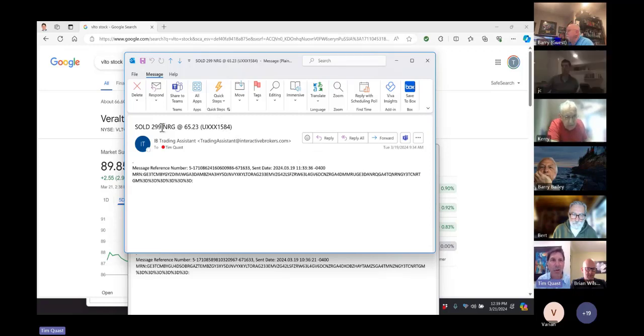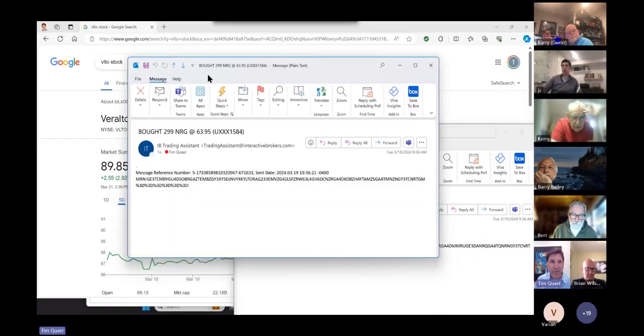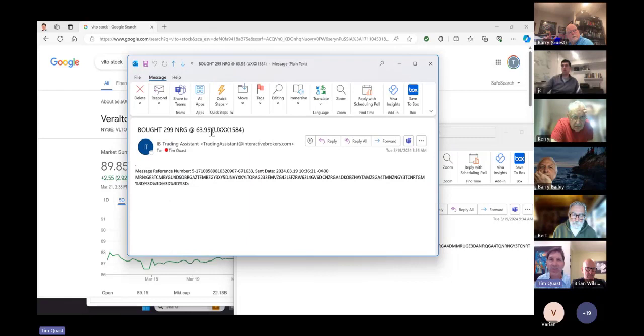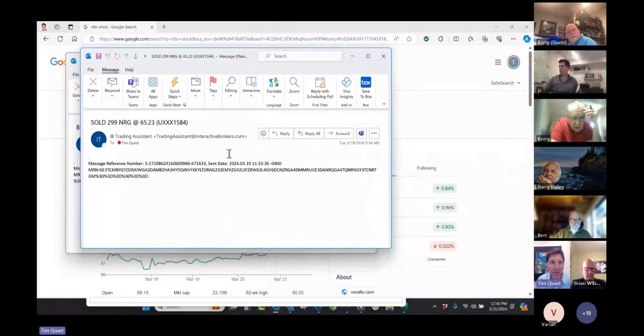So this was my sell. I sold it at 65.23, exactly 2%. I bought it at 63.95, exactly. You don't have to do it exactly. It just happened that it was there. It was at 63.95, which was the lower end of the entry range. And I bought it at 8:36 my time on Tuesday, and then I went and worked out. While I was working out, my order filled at 65. I did put a limit order in because I'm not going to be there.